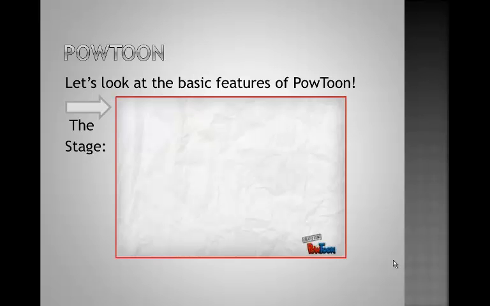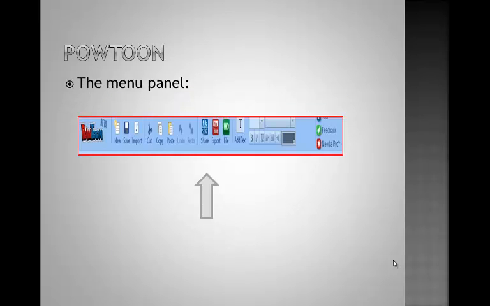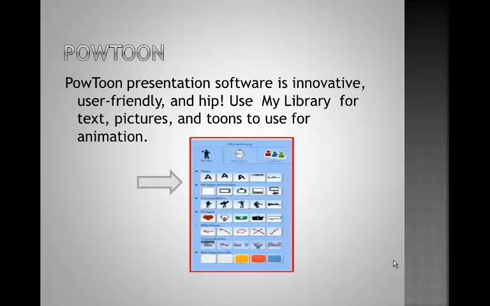The first feature is the stage. The second feature is the menu panel. The third feature is My Library. You can use this for text, pictures, and tunes to use for your animation.